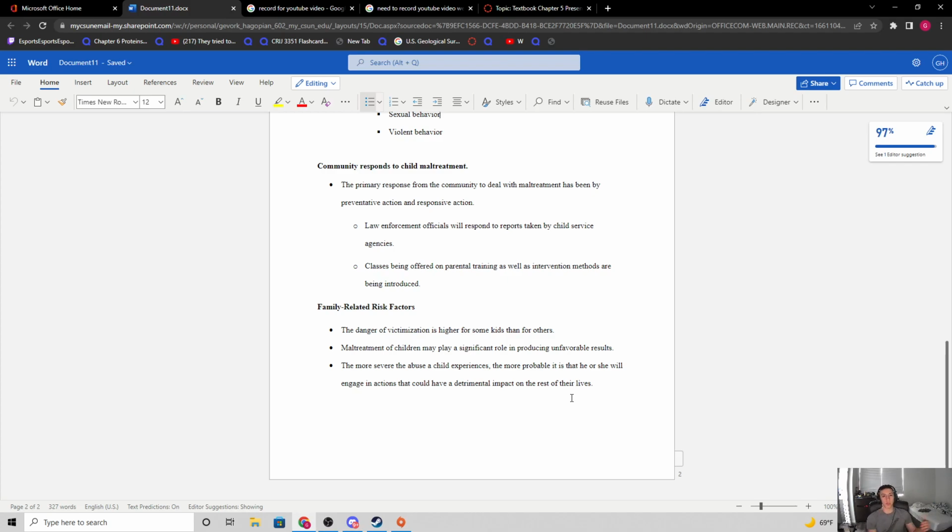And then the more severe the abuse the child experiences, the more probable it is that he will engage in such actions. So if we greatly abuse our children, the more likely they'll become delinquent, the more likely they'll ruin their own future.